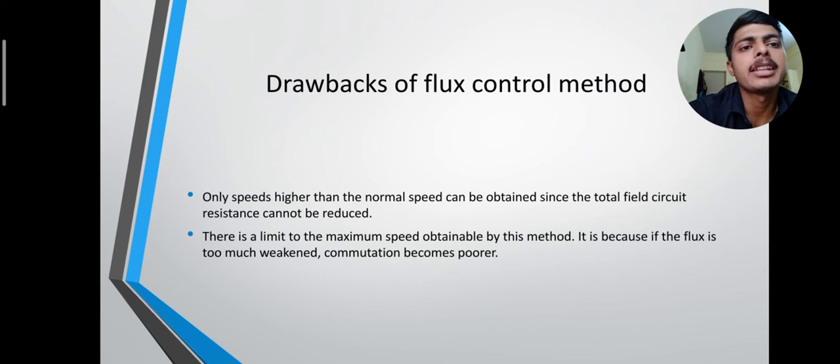Next point is the drawbacks of the flux control method. Only speed higher than the normal speed can be obtained, since the total field circuit resistance cannot be reduced. There is a limit to the maximum speed obtained by this method, because the flux is too much weakened, which causes poor commutation. The next point will be presented by Suraj.